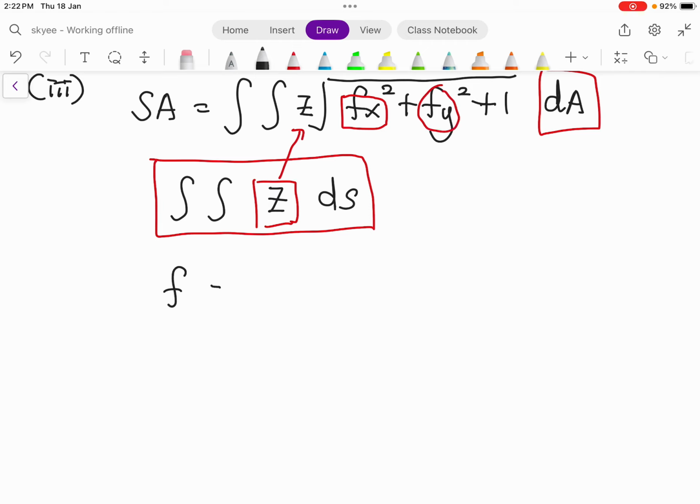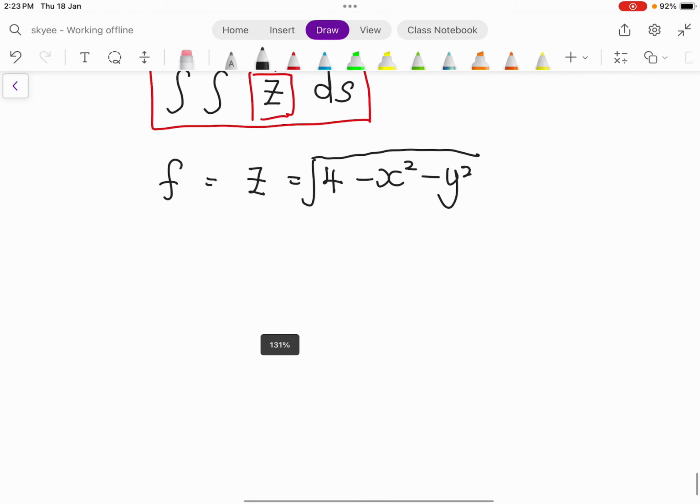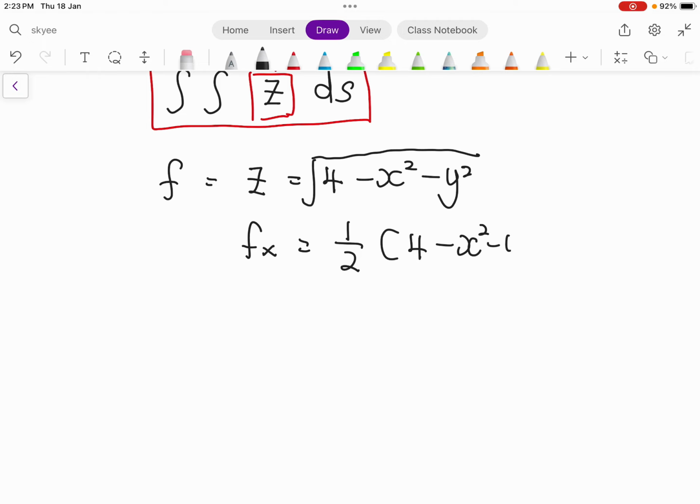So what is your f? The f is your 3D graph, which is a sphere. So you have z equals the square root of 4 minus x squared minus y squared. This is your upper hemisphere. So fx will be equal to 1 over 2 times the square root of 4 minus x squared minus y squared, times minus 2x.